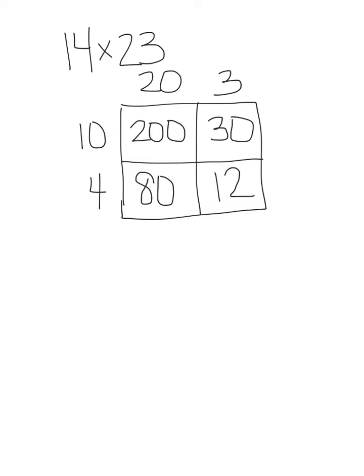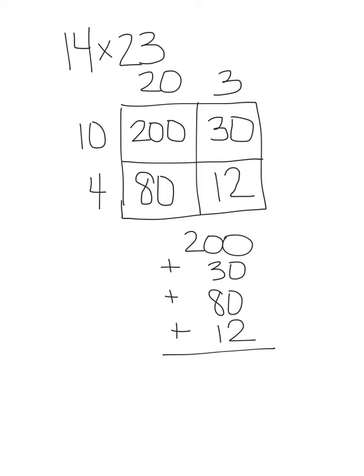The final step I'm going to do in solving this multiplication problem with an area model is to add all of the smaller products together to find the answer for our original problem of 14 multiplied by 23. I will add 200 plus 30 plus 80 plus 12.